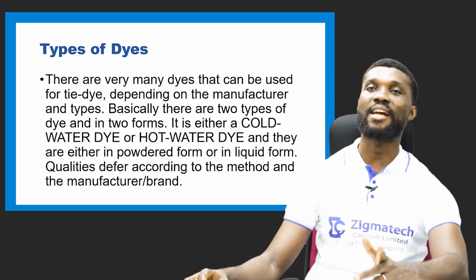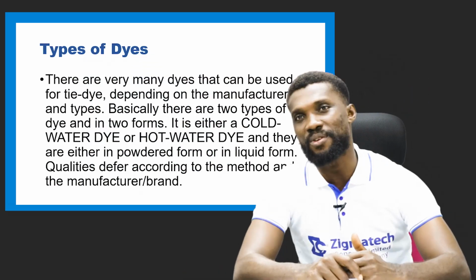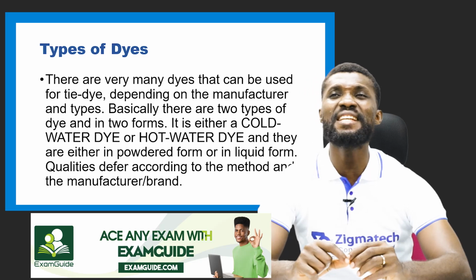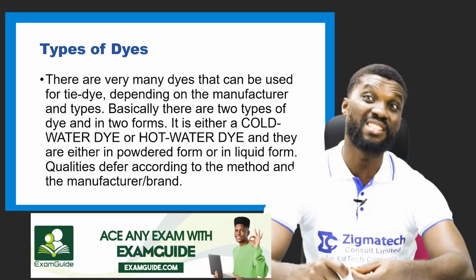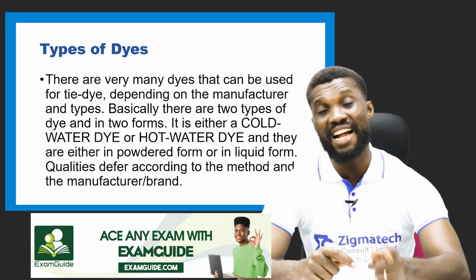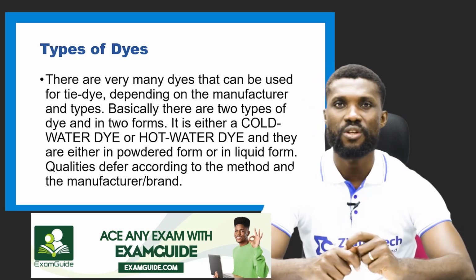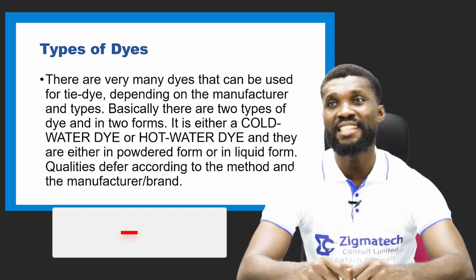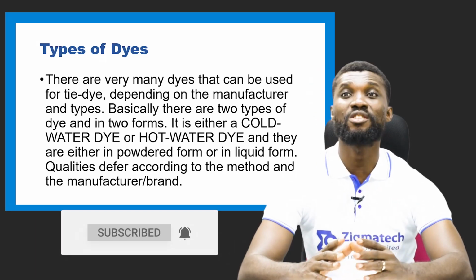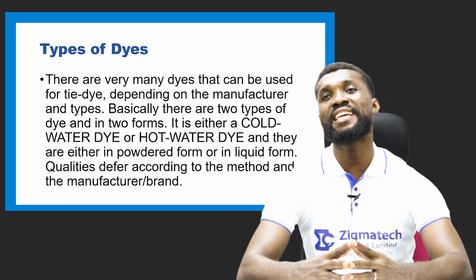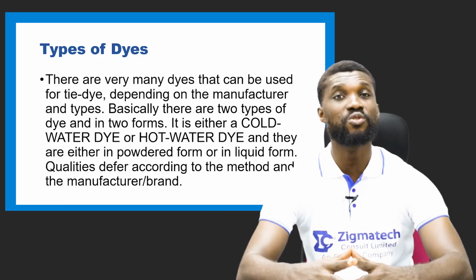All right, so types of dye. Now let's look at the types of dye. There are very many kinds of dye that can be used to dye a particular cloth, depending on the manufacturer and the type which you choose for dyeing your cloth. Basically, there are two major types of dye, and they come in 2 forms. It is either a cold water dye or a hot water dye.